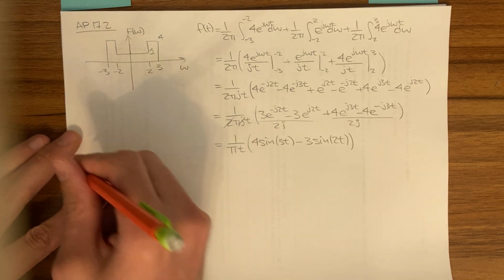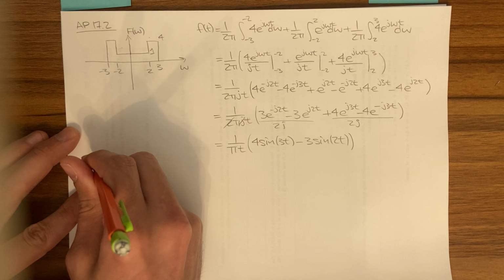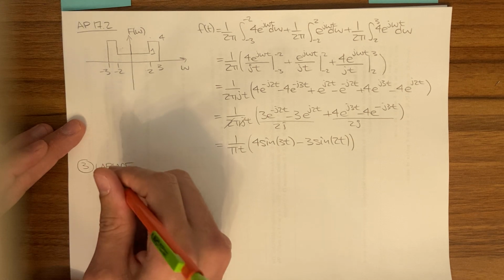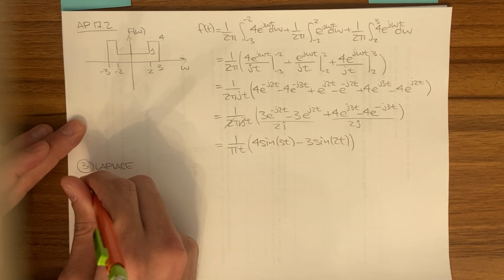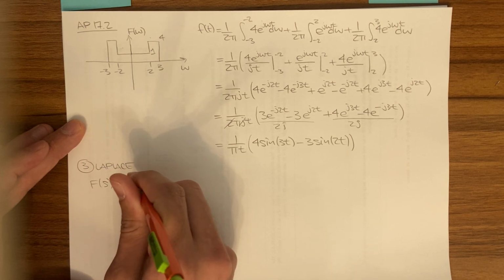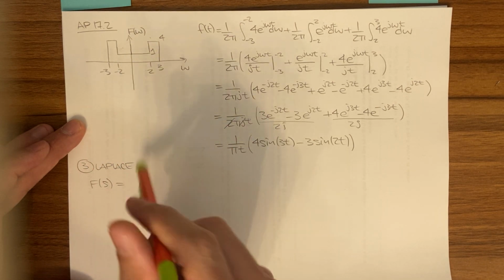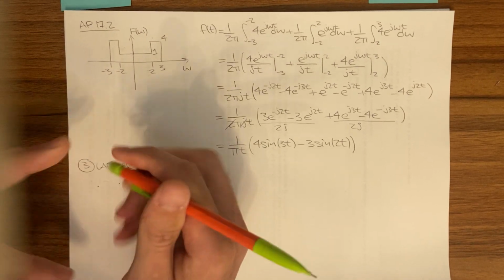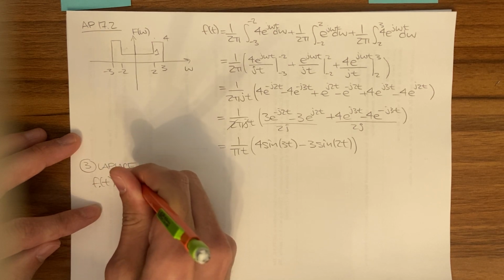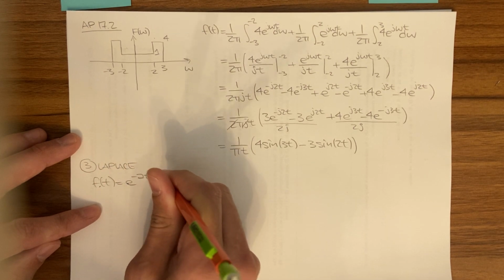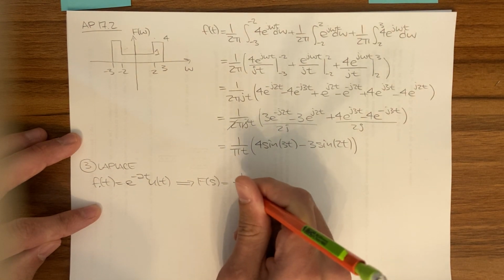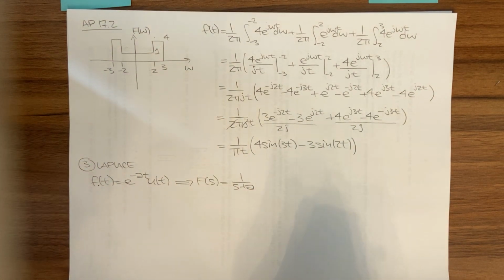Next lecture. So the next thing I want to talk about is how this relates to the Laplace transform. Remember in the Laplace transform, the function usually ends up like F of s, right? So suppose that we have a function, f of t is equal to e to the minus at u of t. The Laplace transform then is going to be 1 over s plus a, right?